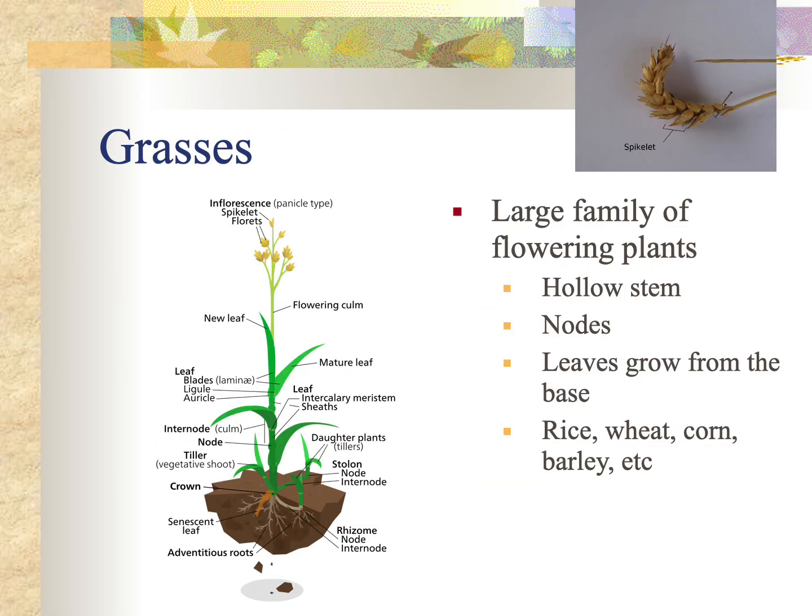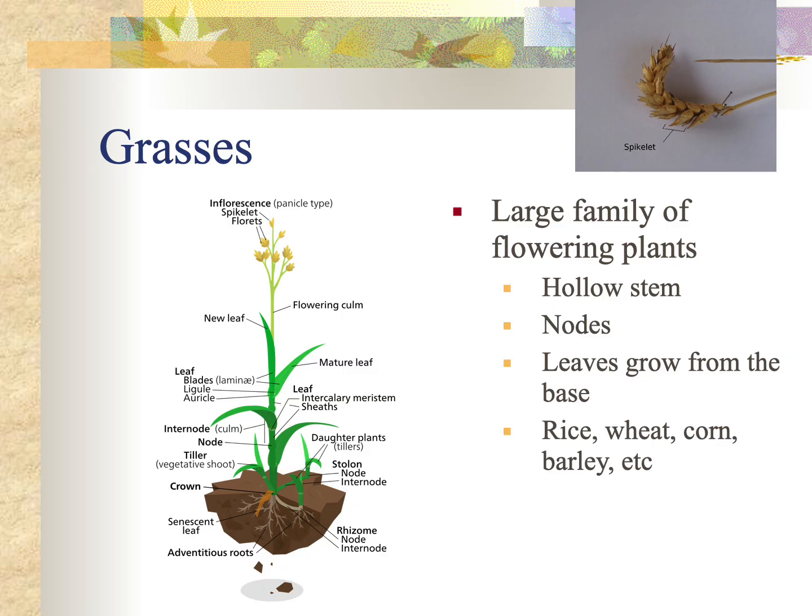Okay, now getting to the land plants, I'm going to talk about grasses. Grasses are a large group of flowering plants that have a hollow stem with nodes or joints between different areas of the stem. The leaves grow from the base of the plant, and so the growth areas are kind of protected underground. And so grasses can tolerate burning and grazing and things like that, so they're really tough.